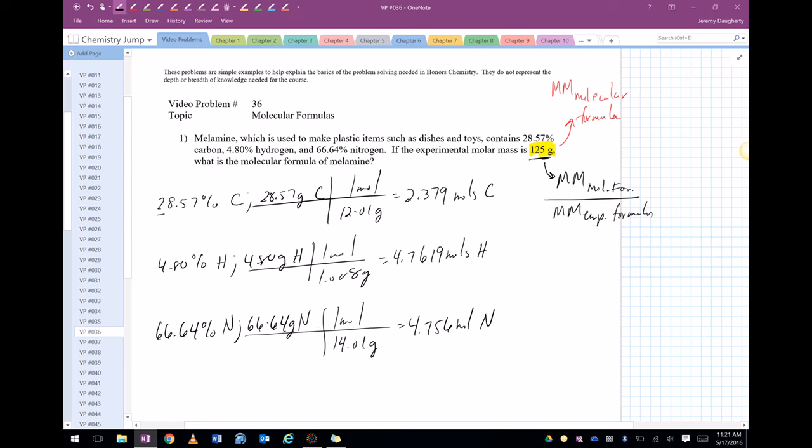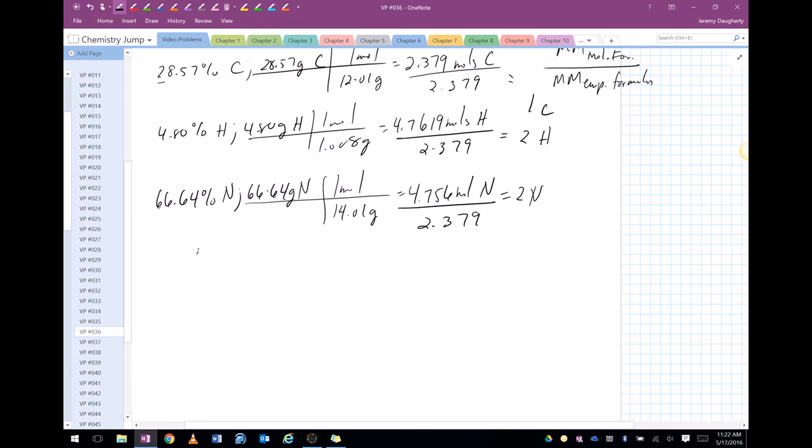Now I'm going to divide by the smallest, which in this case is 2.379. That gives me 1 carbon. How many hydrogens? Let's see, 4.7619. I'm using the actual values from my calculator, by the way. And I get 2 hydrogens. The nitrogen is going to be about 2 as well. I might as well just call it 2, but let's calculate it to be careful. Yes, 1.999, which rounds up to 2. So that's 2 nitrogen.